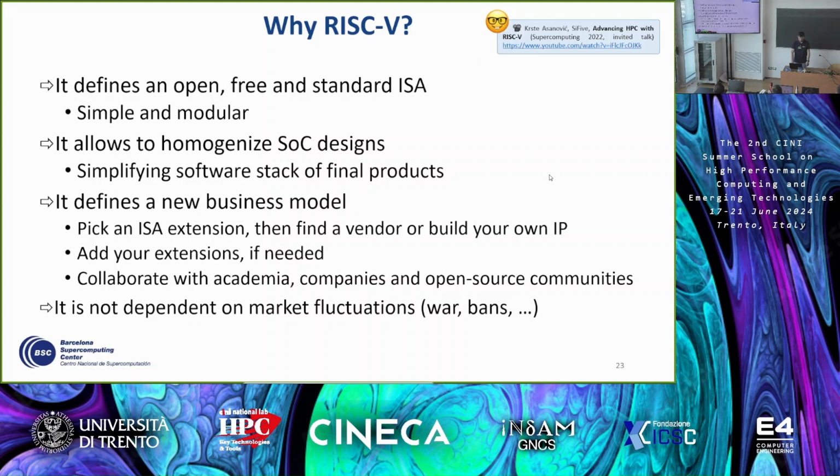That's just the summary. So RISC-V is an open standard instruction set. It allows to homogenize the definition, the design of system on chips. It defines a new business model, as we said, Intel, ARM, and RISC-V. And it is not dependent on market fluctuations.